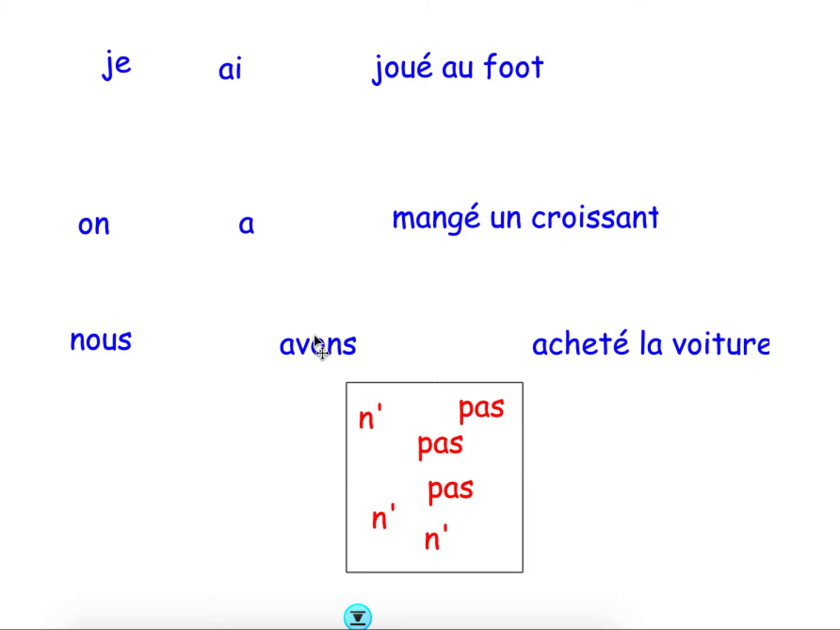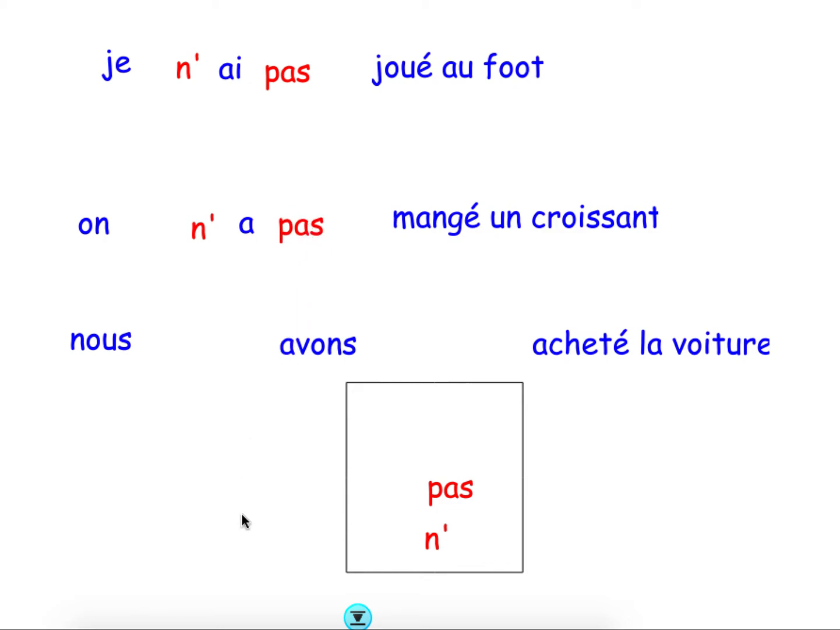You're absolutely right. We're going to put it around the part of avoir. So, je n'ai pas joué au foot. I did not play football. The next one, on a mangé un croissant. We ate a croissant. How would you say we did not eat a croissant? You would say on n'a pas mangé un croissant.